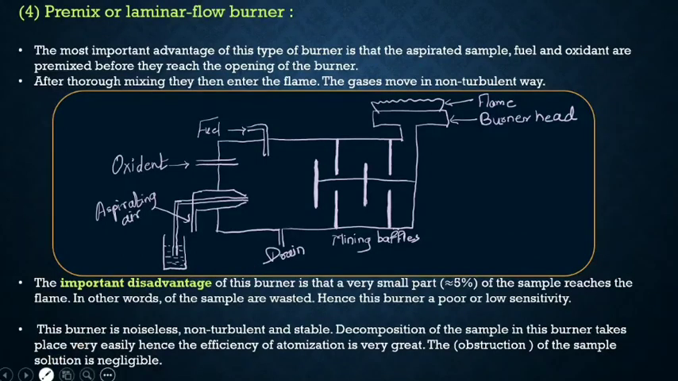And the advantages of this burner are what? This burner is noiseless, non-turbulent and stable. Decomposition of the sample in the burner takes place very easily, and hence the efficiency of atomization is very great. The obstruction of the sample solution is negligible. These are the advantages of the premix laminar flow burner.